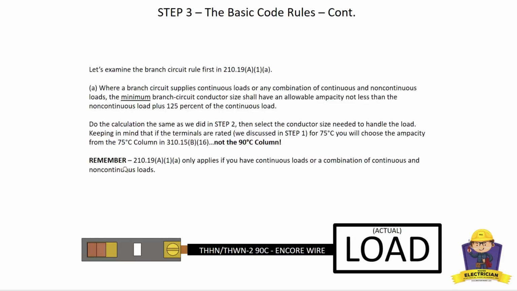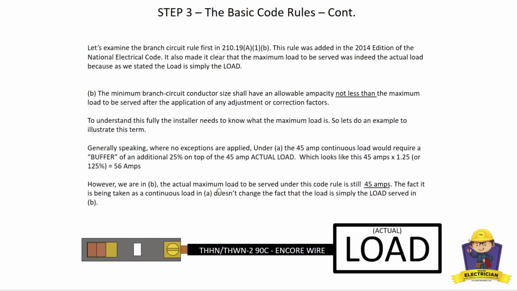Now remember, 210.19(A)(1)(a) only applies if you have a continuous load or a combination of continuous and non-continuous load. If you don't have those, then you don't have to compare it to anything. You simply go to 210.19(A)(1)(b) for all non-continuous loads. So let's look at B. Now B is probably the one we use the most. It says the minimum branch circuit conductor size shall have an allowable ampacity not less than the maximum load to be served after the application of any adjustment or correction factors.